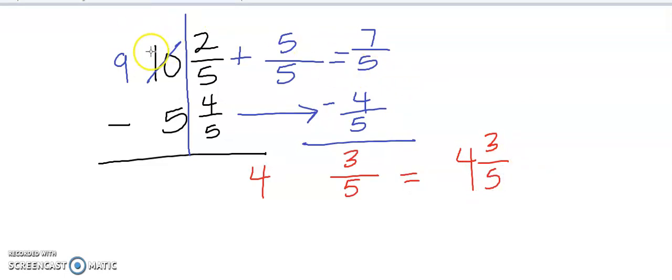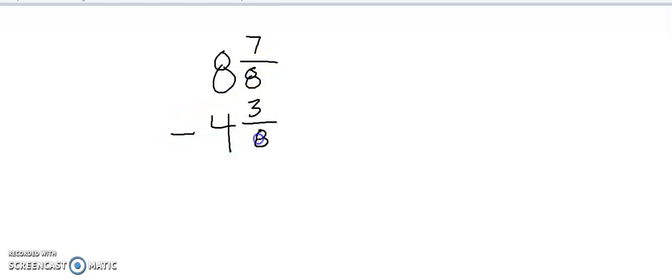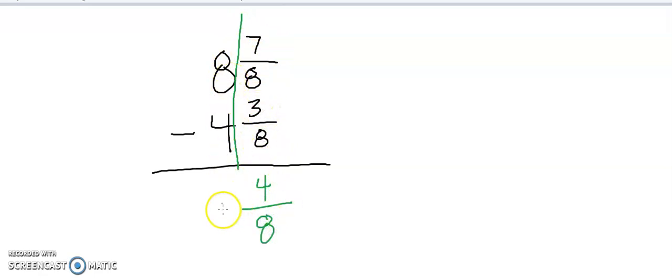Okay, so let's go ahead and practice another one. So I have 8 and 7/8 minus 4 and 3/8. Okay, draw my line in. Now I have 7 minus 3. Oh, it's a little bit different. 7 can take away 3. So 7 minus 3 gives me 4. Denominator stays the same, 8. 8 minus 4 gives me 4 and 4/8.